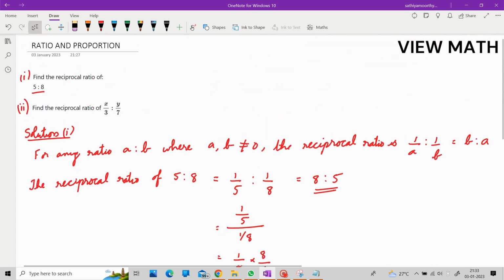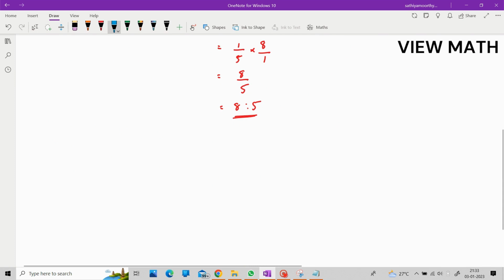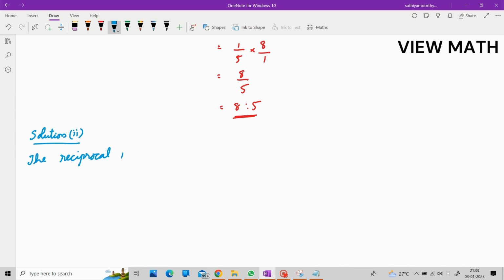Now let me do the second subdivision. Find the reciprocal ratio of x/3 : y/7. Solution of the second subdivision. The reciprocal ratio of x/3 is to y/7.